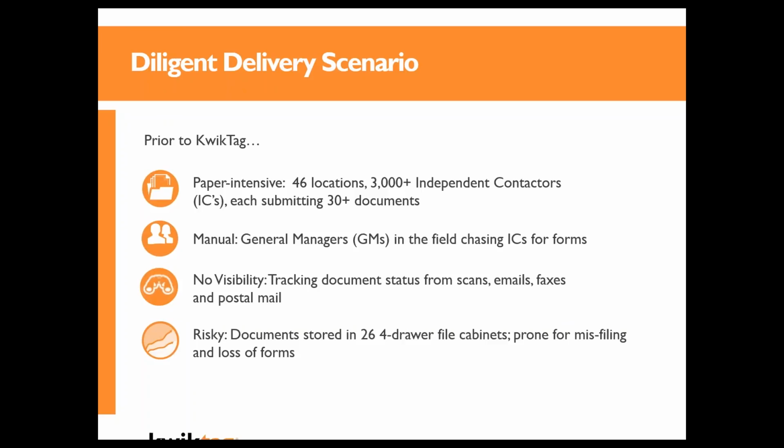So they were spending a bunch of time, the general managers were spending a good 30% of their time out there looking for all these documents. Corporate didn't have visibility to anything that was going on, right? Because it was all manual, it was all paper-based. They were literally faxing documents in. They had everything stored throughout 26 different 4-drawer filing cabinets at the corporate office once they were able to get everything in place.